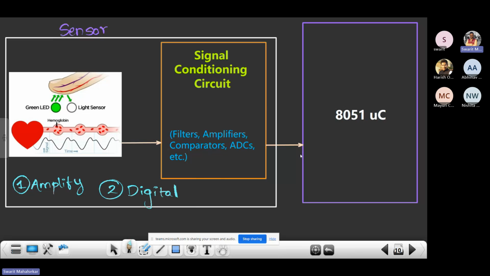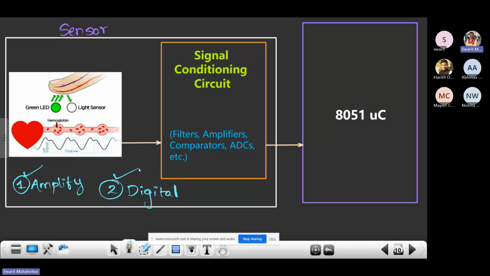Because our controller cannot interpret an analog signal properly, because a microcontroller comes under digital electronics only, right? So to read this particular signal properly, we are converting it into digital format. So for that, we will filter out the noise. That is also a correct answer, but the most important point was amplification and converting it into digital format. Okay, I hope you are able to understand this.